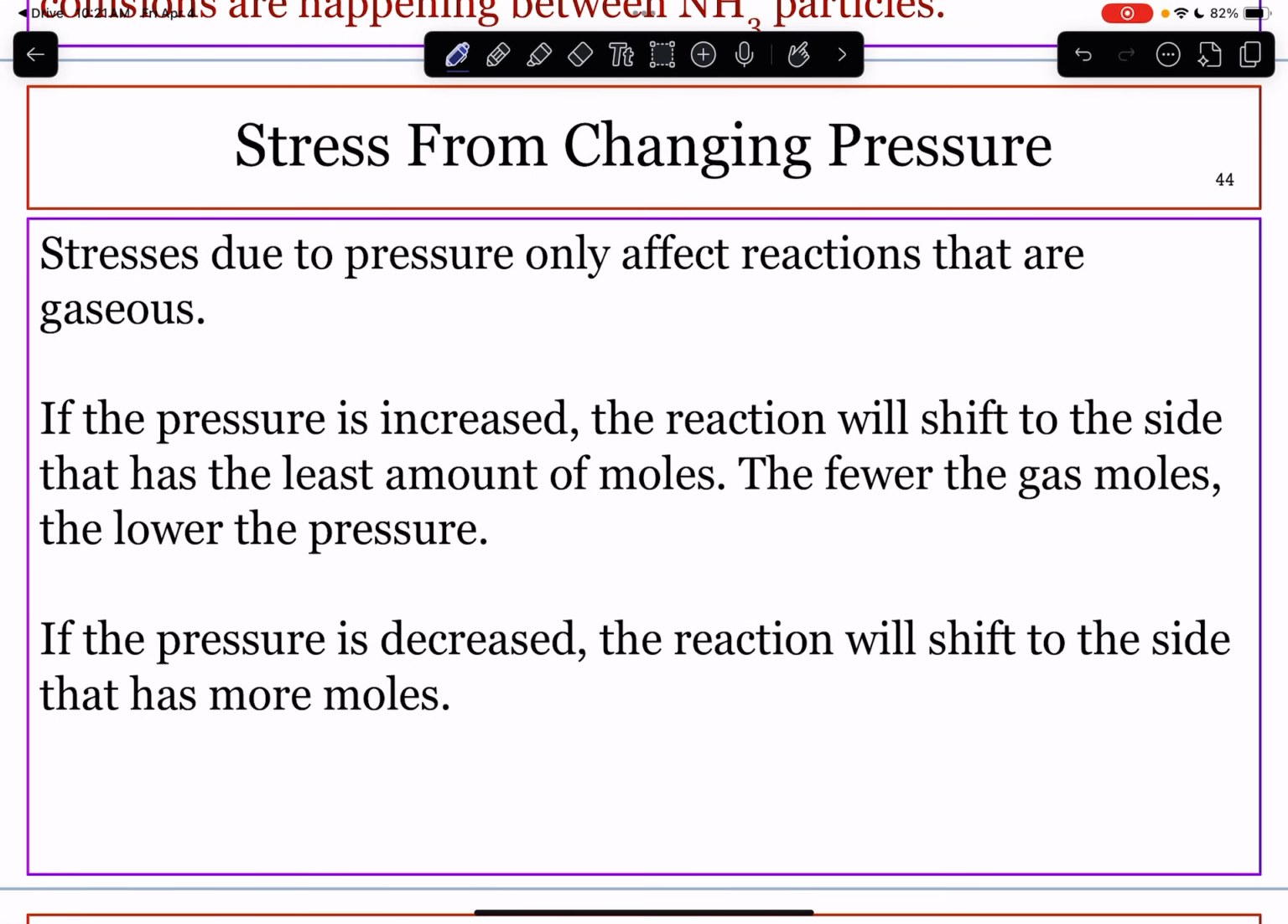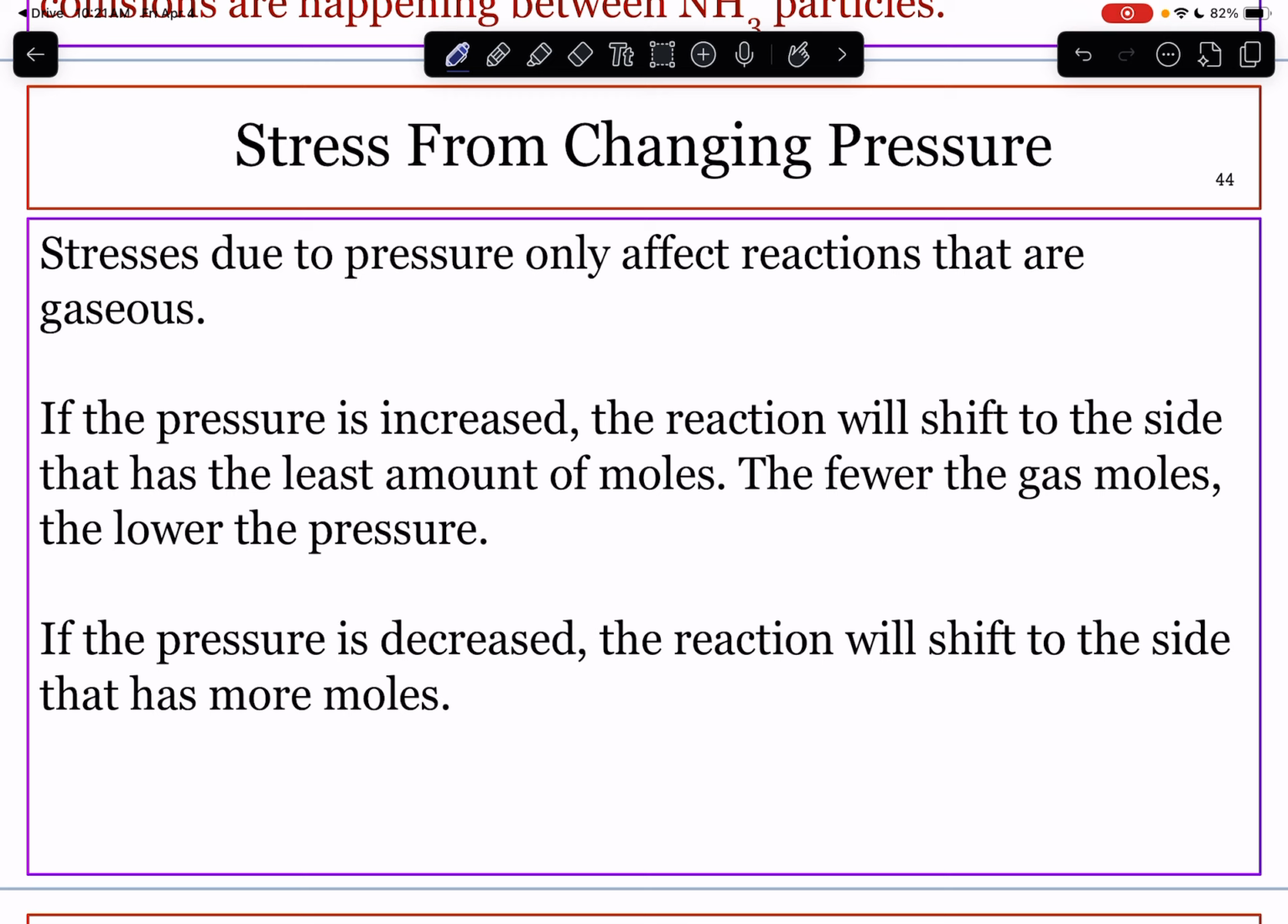All right, so stresses due to pressure are only going to affect the reactions that are gaseous. So if you have solids, liquids, or aqueous substances in the reaction, the pressure is not going to affect it and it's not going to change the equilibrium. But if you have even just one gaseous particle in the reaction, then changing the pressure by either squishing the container into a smaller volume or expanding the container into a larger volume, that's going to affect the pressure and that's going to disturb the equilibrium.